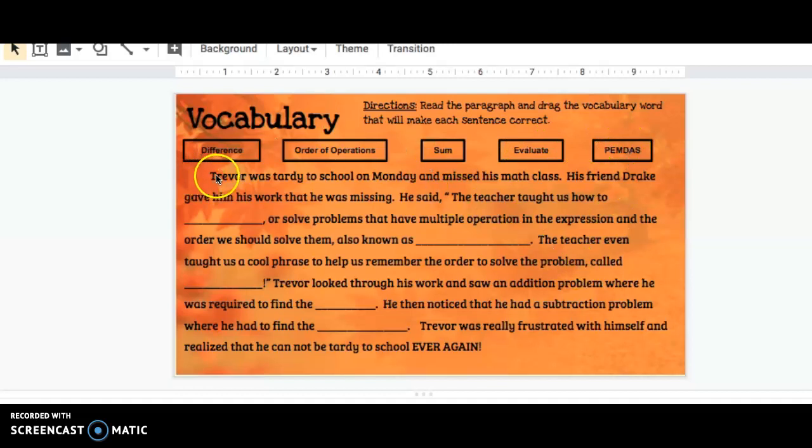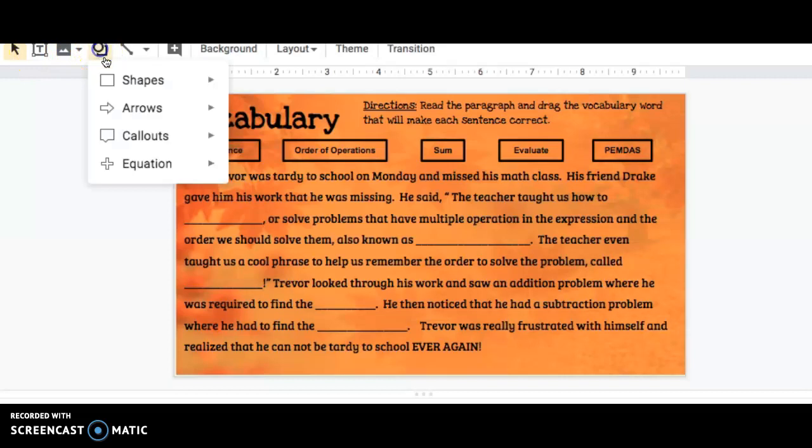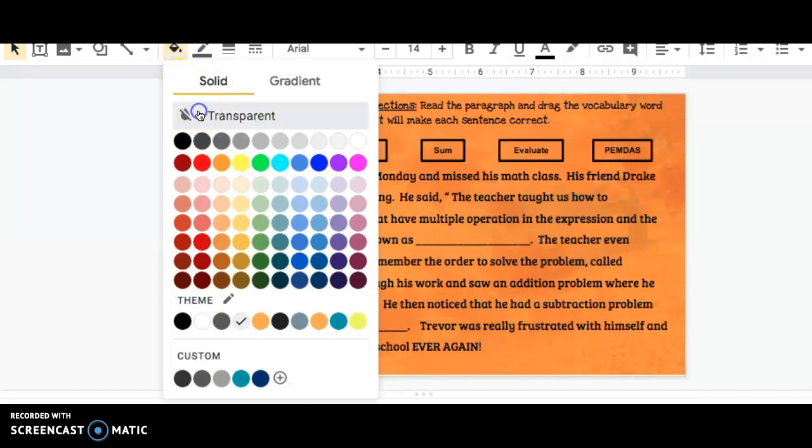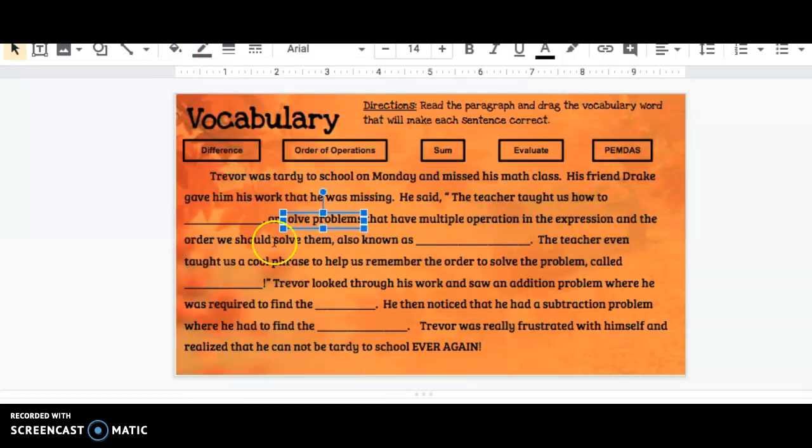So let's begin reading. It says, Trevor was tardy to school on Monday and missed his math class. His friend Drake gave him the work that he was missing. He said the teacher taught us how to blank or solve problems that have multiple operations in the expression and the order we should solve them in, also known as blank. Well, so here we have two clues in our one sentence.